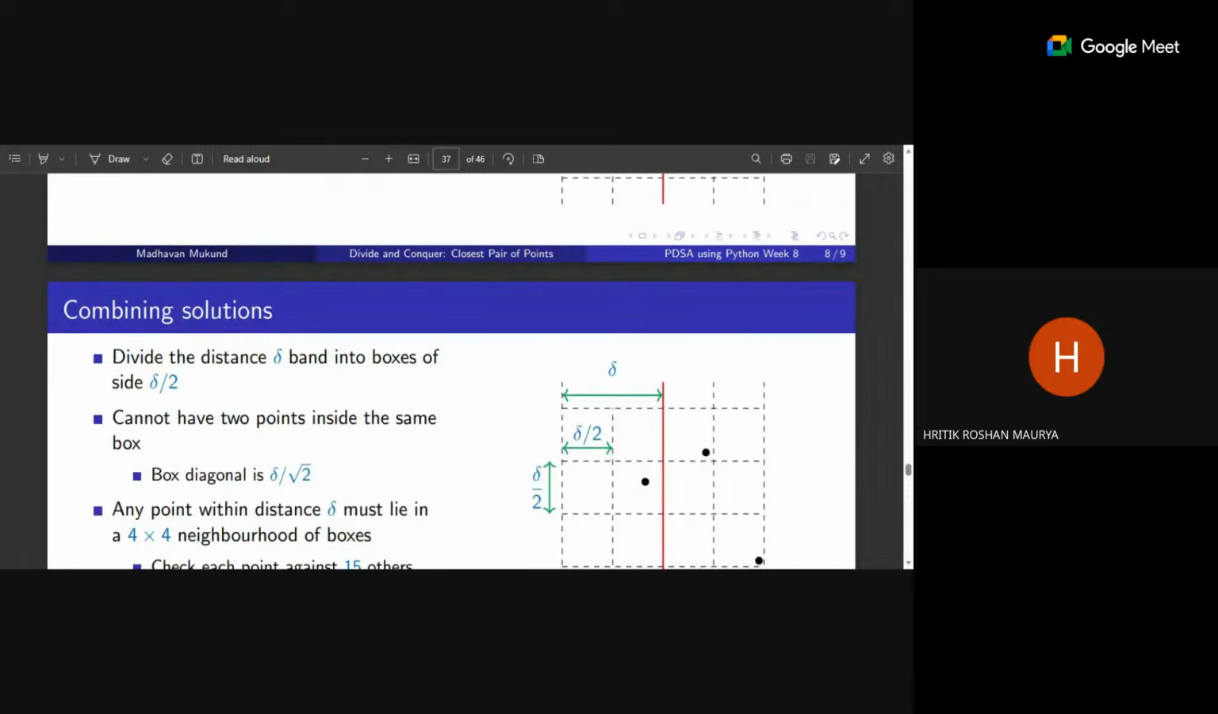Sir, your screen is stuck on closest pair. Oh, is it? Wait.